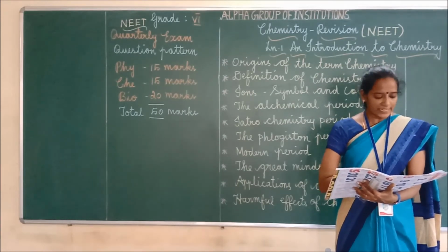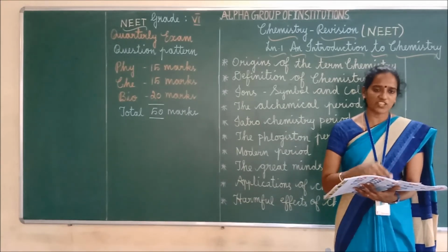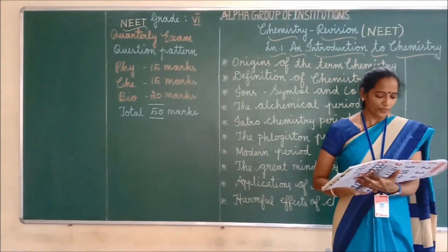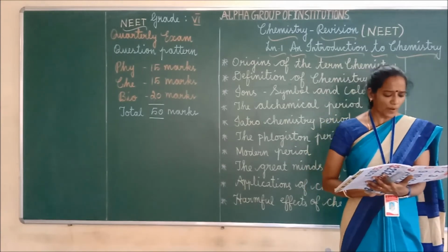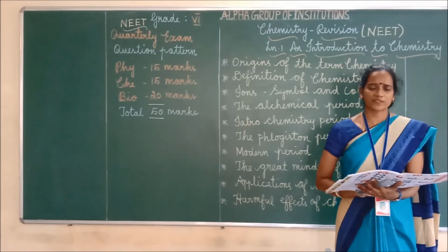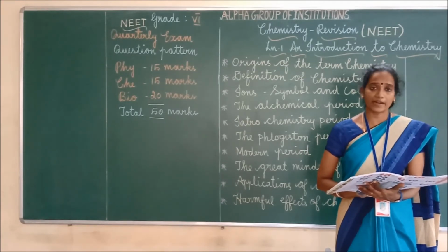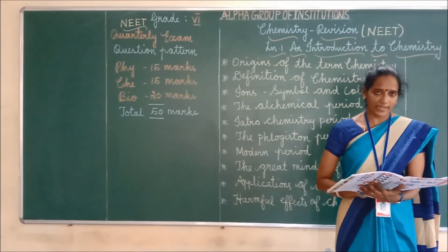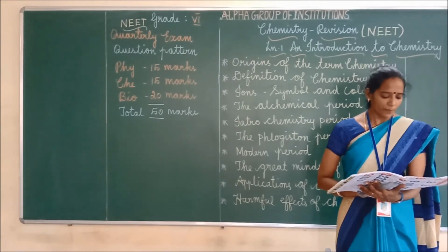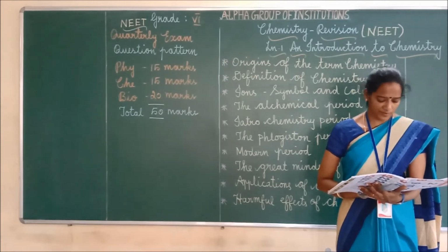Lavoisier presented a clear explanation of an element and proposed a system of chemical nomenclature. Underline the word Lavoisier also. Next one, dash postulated that all elements are made up of atoms. Who postulated like that? John Dalton. Underline this name, John Dalton postulated that all elements are made up of atoms.